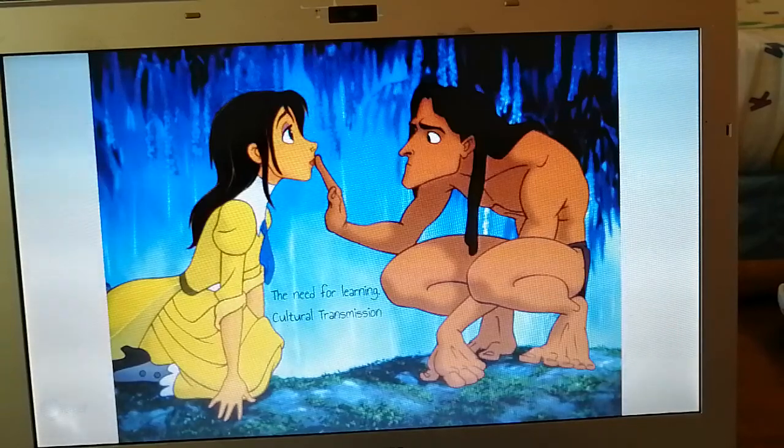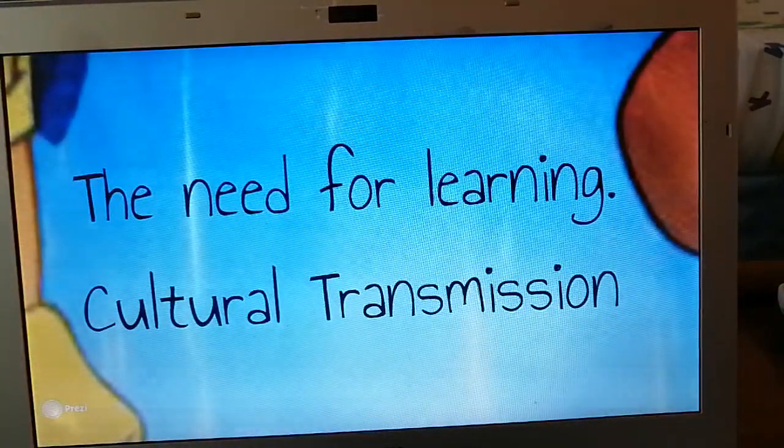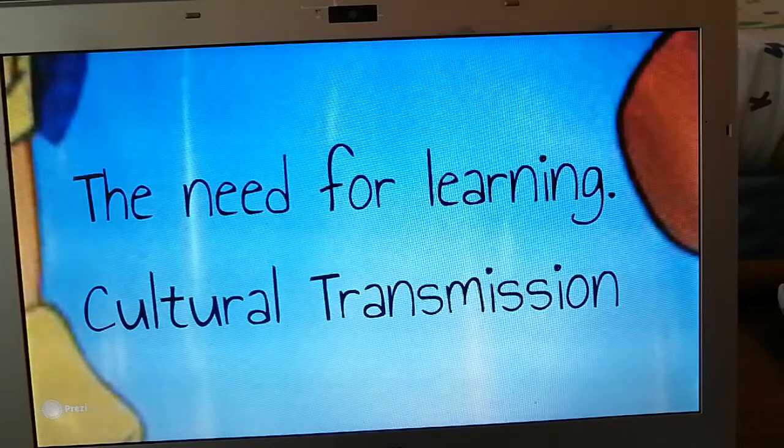The third language feature that we can see is the one that Tarzan is feeling. Look at the scene. Tarzan is touching Jane's lips. He is figuring out that language comes out of the mouth. Okay? Why is it that he did not learn to speak English properly? Yes, because he was not exposed to English. Why? Because we human beings have a need for learning.